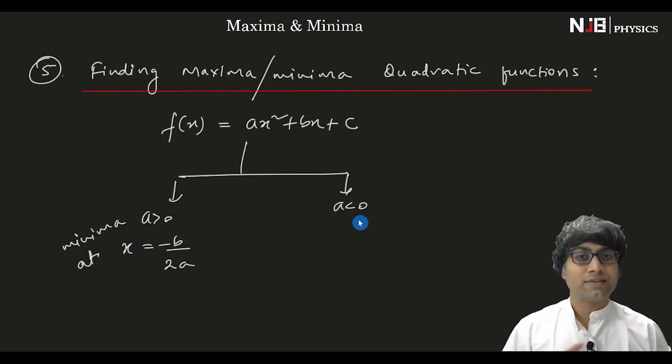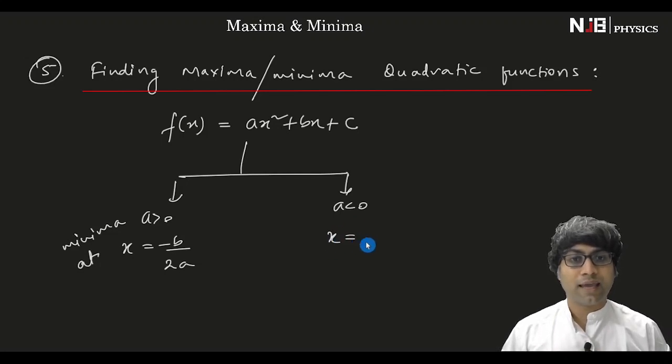And if a is less than 0, then the graph is going to be concave down, and therefore we are going to have a maximum value of the graph. That will be at again x equal to minus b by 2a. So there will be a maxima at x equal to minus b by 2a. So we can memorize these results.